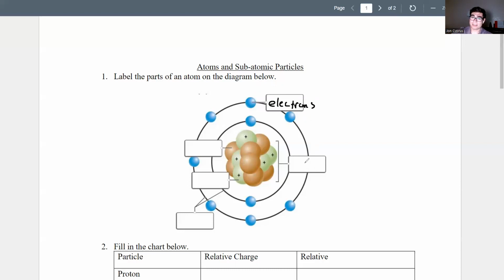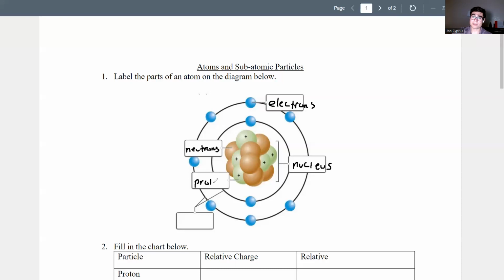Now, this thing here in the center, we call this a nucleus. Kind of like in biology, the nucleus is like the center. This is the nucleus of an atom. We have two different particles in the nucleus. One is neutral and one is positively charged. These neutral particles in the nucleus we call neutrons. And these positive particles we call protons.